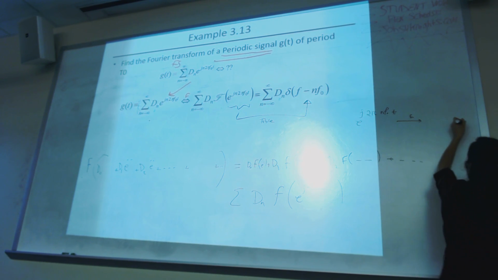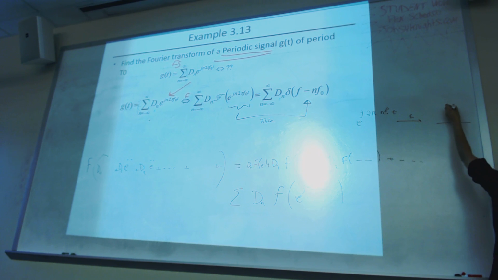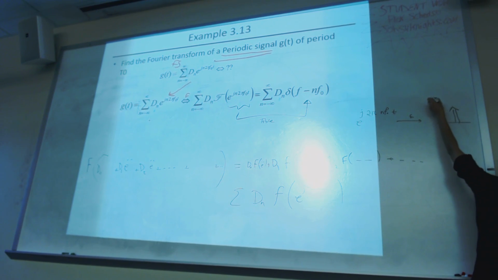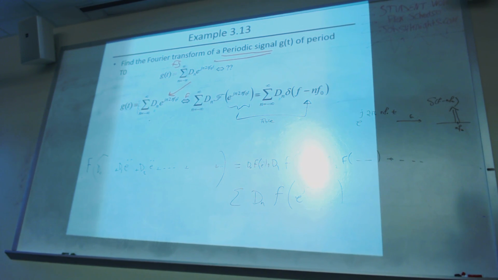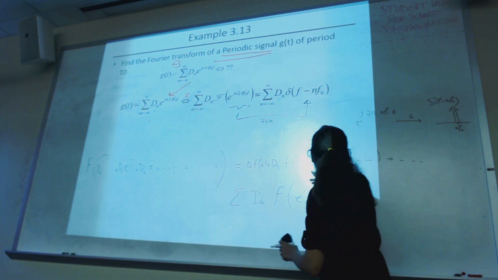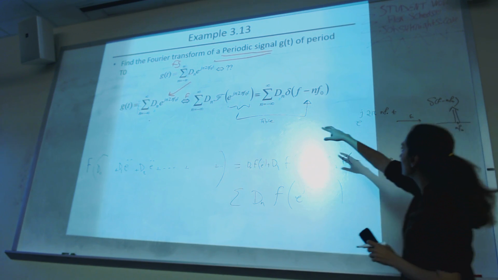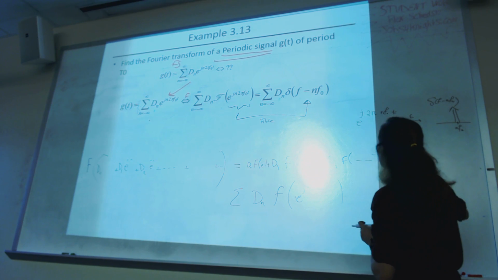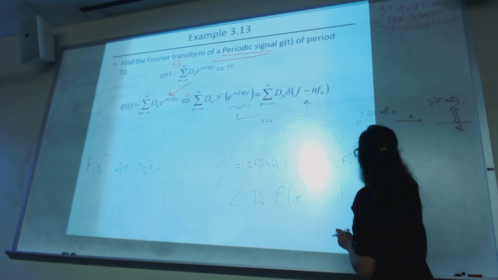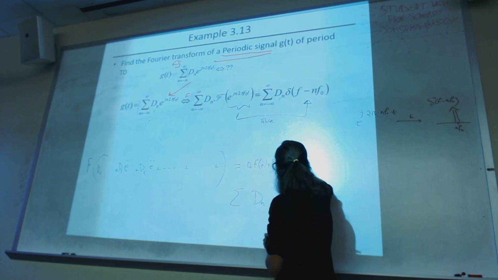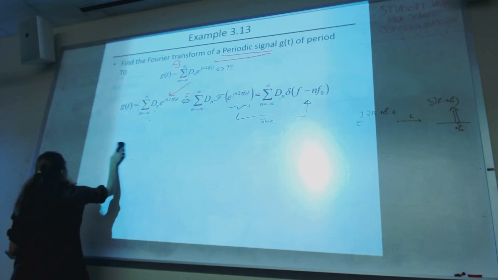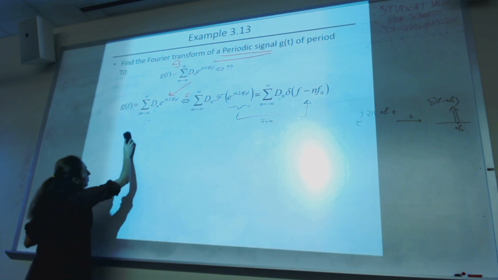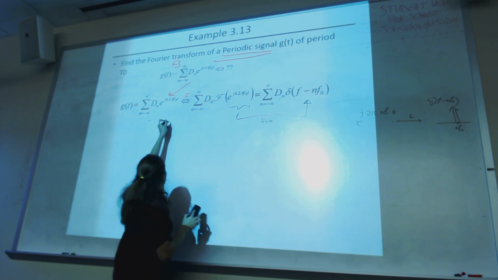The Fourier transform is the delta of f minus n f naught. Okay, good. So therefore, instead of these guys, I have to put the delta. So now this is the format that we get for the Fourier transform. So please make a note here that basically we use the linearity.